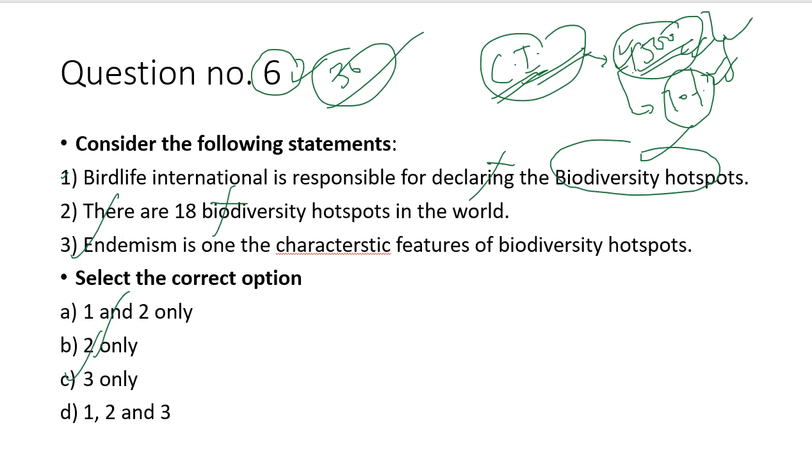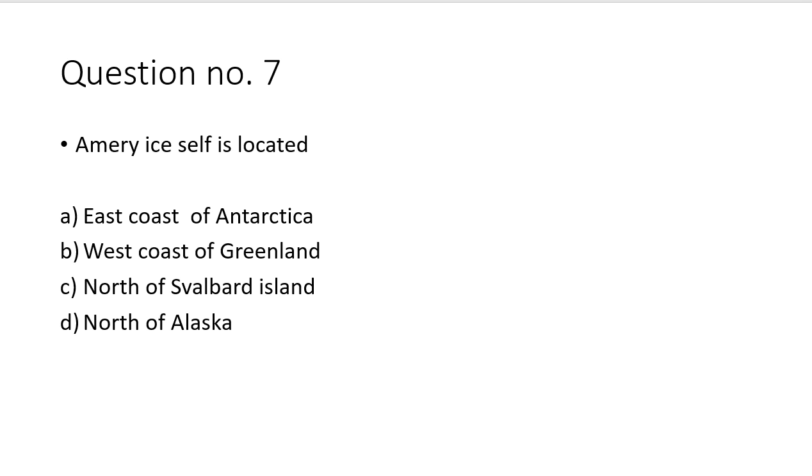Come to question number 7 now. Question number 7 is about the Amery ice shelf. The question is the location. Again, a mapping based question. These kinds of questions are asked, and this was in the news. What is the location of the Amery ice shelf? Antarctic, Greenland, Svalbard, Alaska. So the answer is A, east coast of Antarctica.